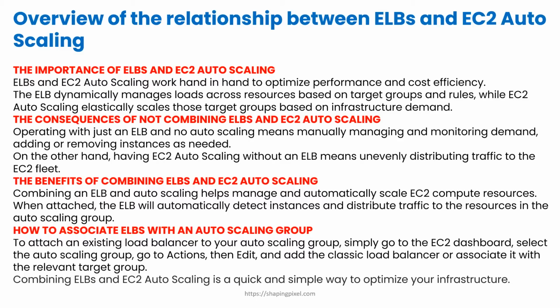So combining an ELB and autoscaling helps manage and automatically scale EC2 compute resources. When attached, the ELB will automatically detect instances and distribute traffic to the resources in the autoscaling group. To attach an existing load balancer to your autoscaling group, simply go to the EC2 dashboard, select the autoscaling group, go to Actions, then Edit, and add the classic load balancer or associate it with the relevant target group. Combining ELBs and EC2 autoscaling is a quick and simple way to optimize your infrastructure.